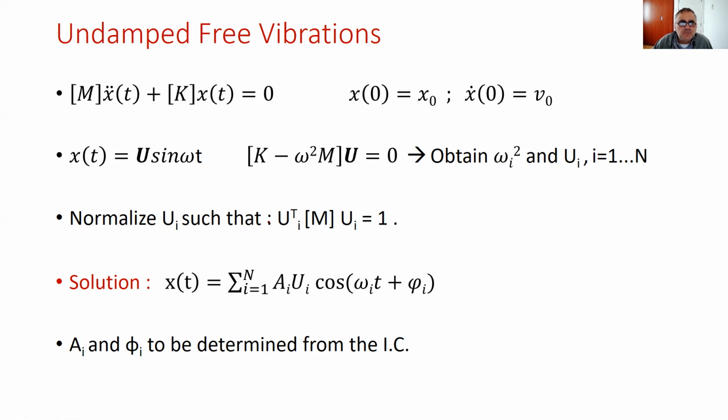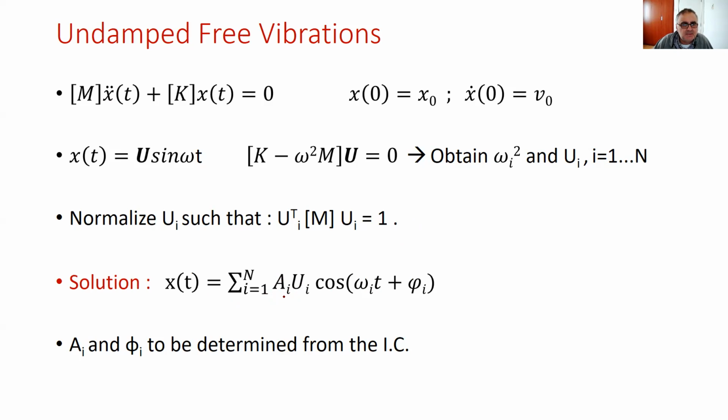And then we normalize the eigenvectors, or the mode shapes, so that they are mass normalized. This triple product, Ui transpose M Ui, becomes 1 for each of the eigenvectors. Okay. Then we formulate a solution. We say that our solution is basically a sum, a linear combination of the modes of the system.